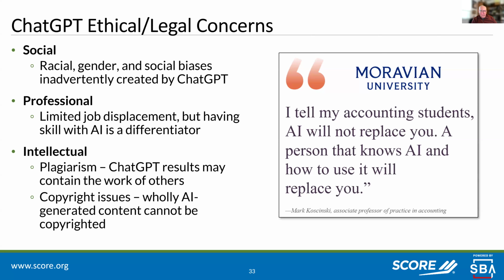So, social issues: racial, gender, and social biases. Be careful. They can be in ChatGPT. It's not malicious. It's not intentional. It's just based on the amount of information that it's trained on.